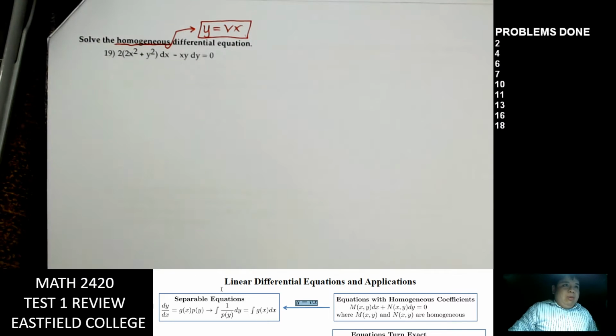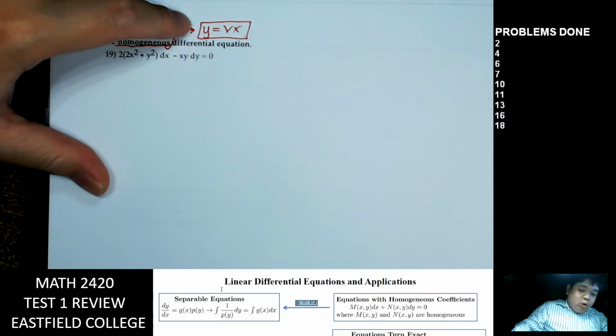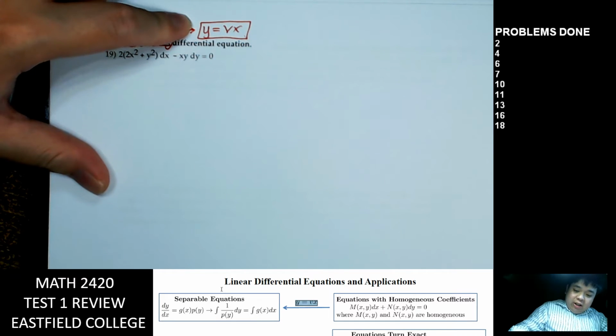What happened to the camera? Right, okay. Right. So if y equal to vx, then we take the derivative.